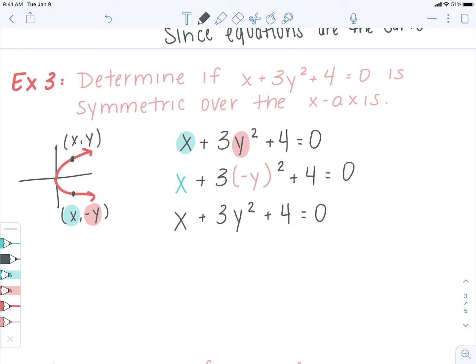What could I change to make it not symmetric over the x-axis? If I remove the squared, right, if the squared wasn't there, the negative would stay. Or if it was to an odd power, if it was a 3 or a 5, any odd power is going to keep the negative because I'll have pairs of negatives with one left over when I have odd powers. So if that negative doesn't go away when I raise it to the exponent, that's when it wouldn't have symmetry. So this is symmetric to the x-axis.